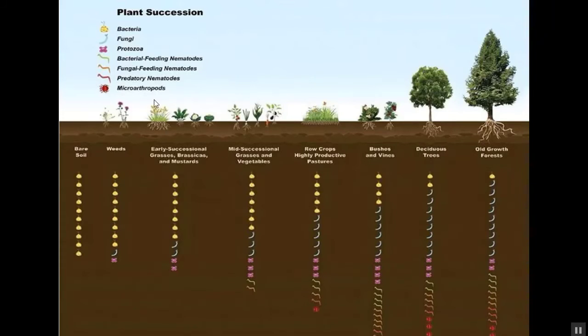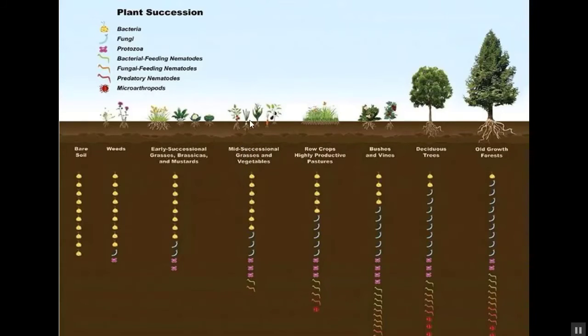Now, when we get into our vegetable gardens, we're talking about early successional plants to mid-successional plants. Some of our grasses occupy both of these areas, but our cruciferous plants and brassicas are all in this early successional group. So we have lots of bacteria, but we're getting more fungi and more protozoa in this soil type. A good diagrammatic representation.